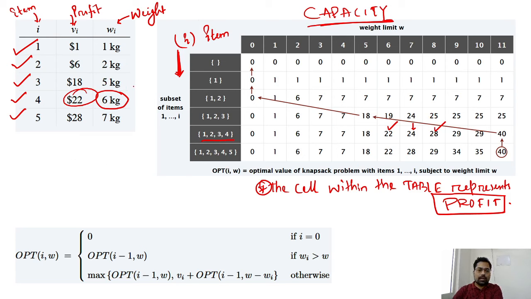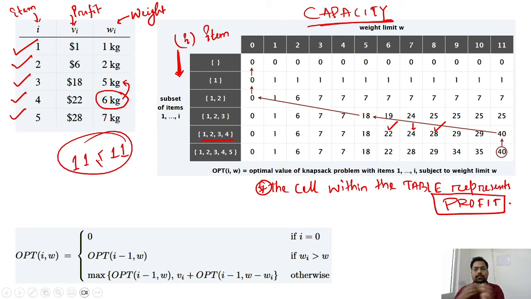Next, you can do a combination of these two items, like 5 and 6, because all the items are like this. We are not going to change anything. 6 plus 5 is 11. 11 is less than or equal to 11, because we will be keeping the item up to 11. So in that case, what we have to write is 22 plus 18, the profit could be $40. So here you can write $40.